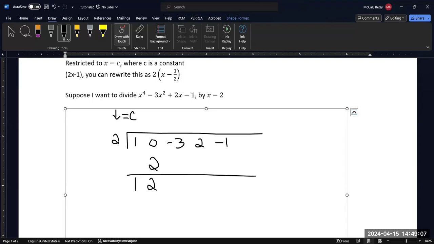And then again, I'm going to multiply, and then I'm going to add. It's going to give me a 1. And then I'm going to multiply, and I'm going to add, and then I'm going to multiply, and I'm going to add. Now, this last component down here, this is the remainder.